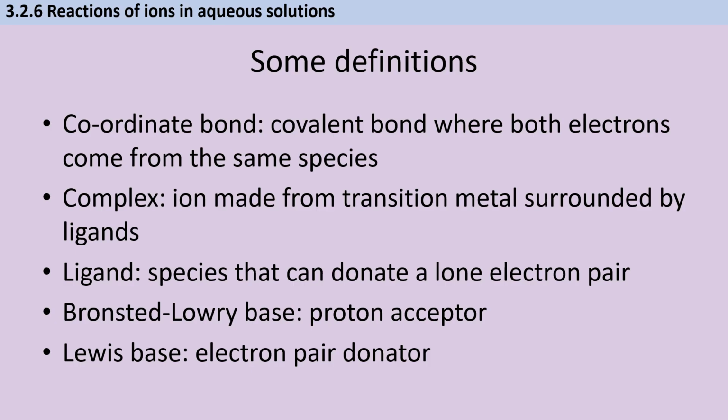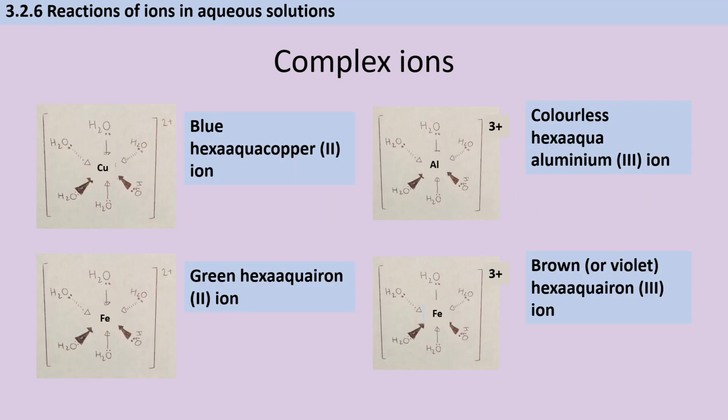In order to discuss the reaction of ions in aqueous solutions, you need to be comfortable with all of these definitions, which we've met earlier in paper 1. The first specification point in this section is about different coloured complex ions that form when certain metal compounds dissolve in water. They're all these octahedral hexaaqua ions with 6 water ligands surrounding the central metal ion, so all you really have to remember is the charges and the colours.